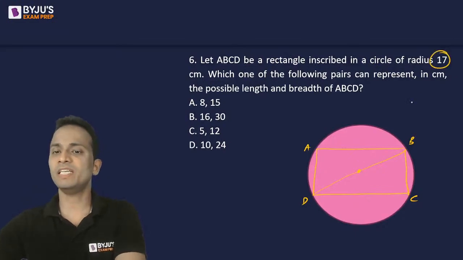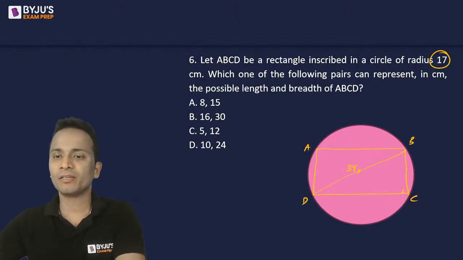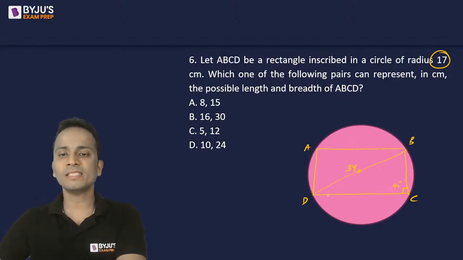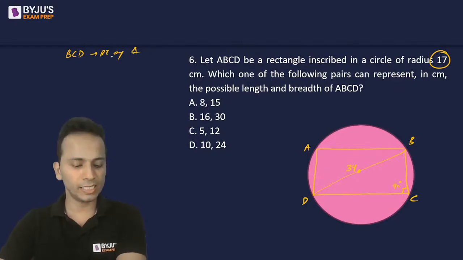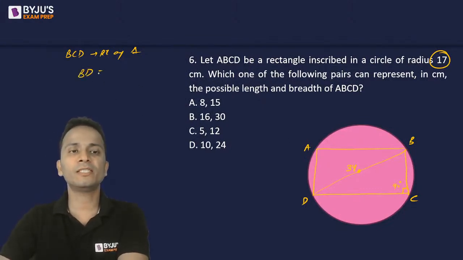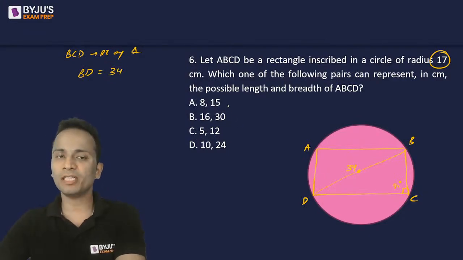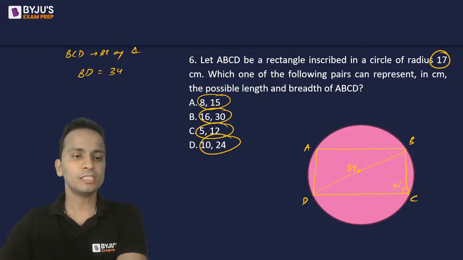If the radius is 17, then the diameter will be equal to 34. Also, the angle made by the diameter on the circle is always 90 degrees. So I can say that triangle BCD is a right angled triangle, where BD, that is 34, is the hypotenuse. So you'll have to check among the four options which of the following will make a Pythagorean triplet, which can be the other two perpendicular sides out of these pairs, such that you will get 34 as the hypotenuse.